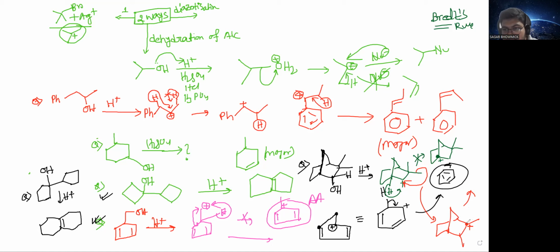Now, there are three alpha positions of this positive charge. This alpha position, this alpha position, this alpha position. From where will the hydrogen go? This hydrogen, if it goes, will make the positive charge here. If this hydrogen goes, it will make the positive charge there. If this goes, this will make the positive charge here. Right? So let's draw the three cases HA, HB, HC.